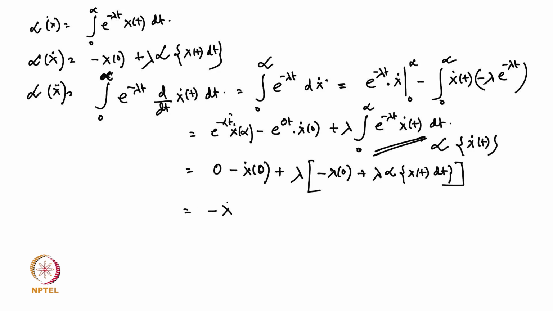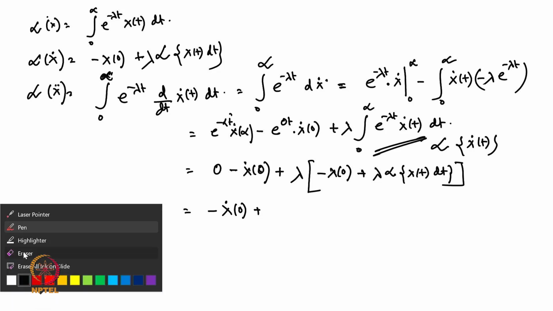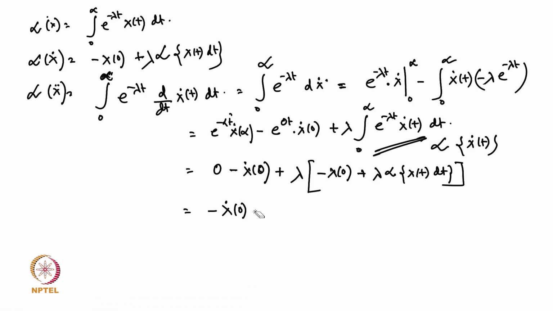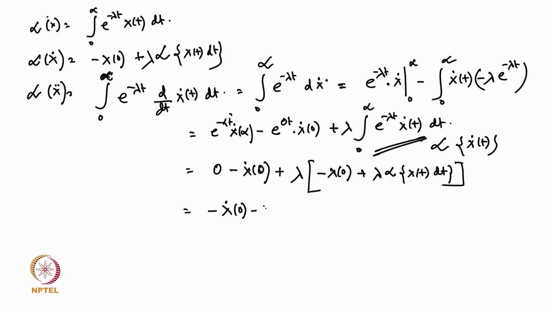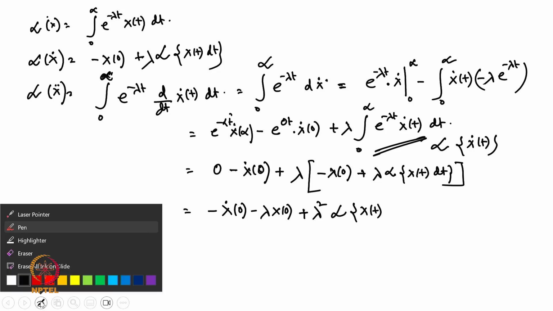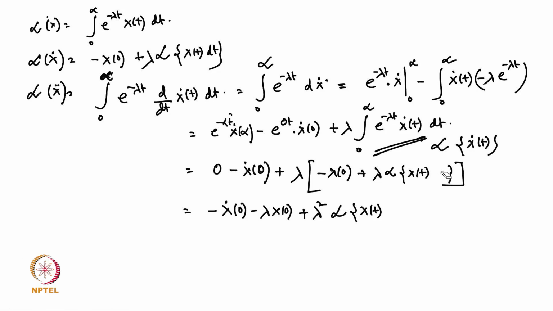So I can get x dot 0, not plus, it will become minus lambda x0 plus lambda square times the Laplace of x of t. Sorry, here it should not be xt dt, it should be xt.